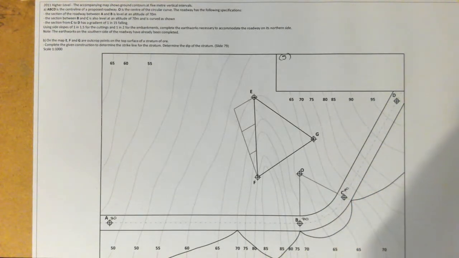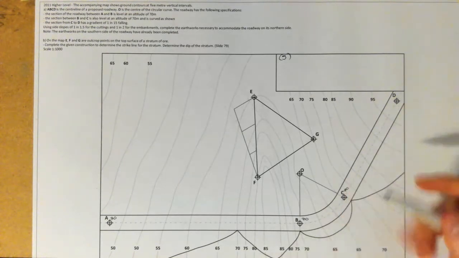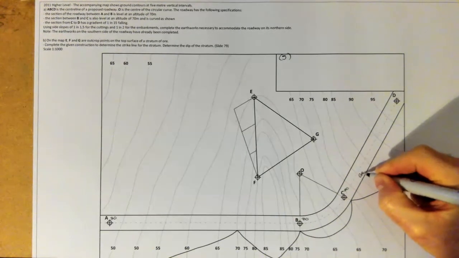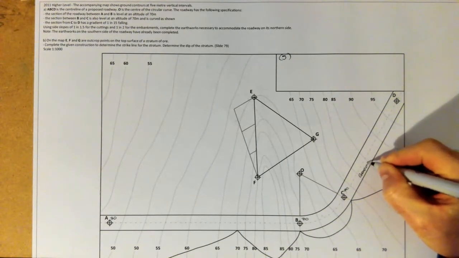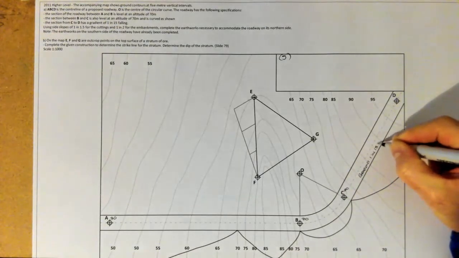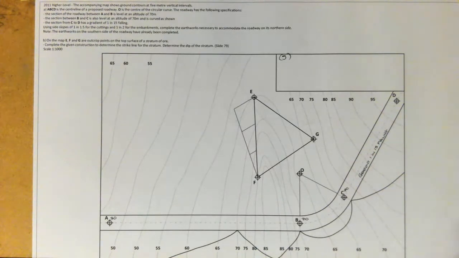The section from C to D has a gradient of 1:15 falling. So that means from C to D the road is dropping. So I'm just going to write gradient here, gradient 1:15 falling. There we go. I always find it helpful to write this stuff down on my sheet as I'm going along, just in case I get confused having to look back up here for it.